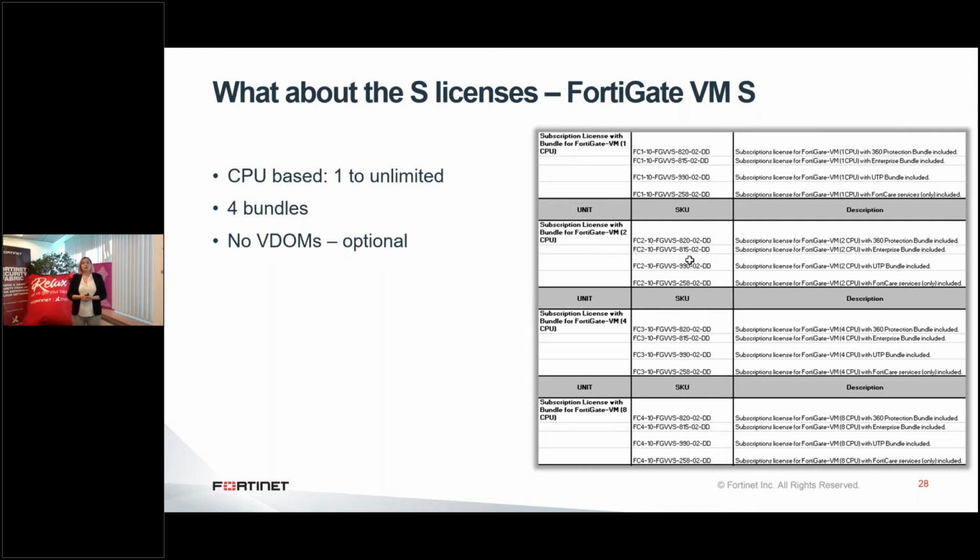These licenses can be purchased in 4 kinds of bundles: the Enterprise bundle, the UTP bundle, the 360 bundle, and with FortiCare only. There are no standard VDOMs included in the license, but they can be added as an option.